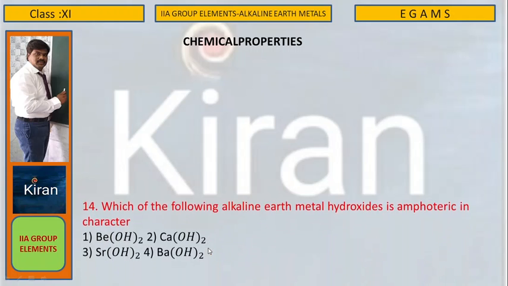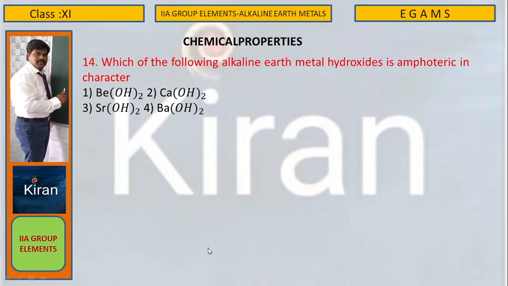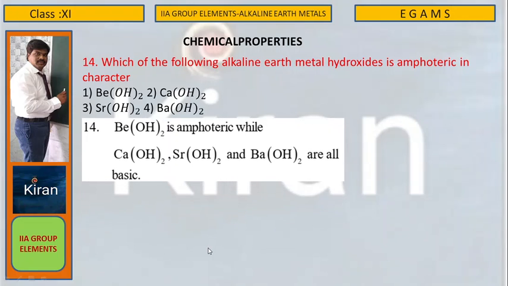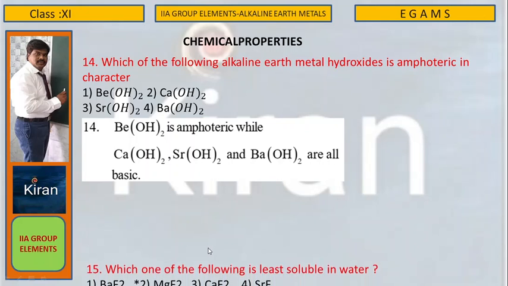Next question, 14th question. Which of the following alkaline earth metal hydroxides is amphoteric in character? Amphoteric means showing both acidic and basic character. Which hydroxide shows it? The right option is the first one, because of the anomalous property of beryllium hydroxide. Beryllium hydroxide is amphoteric, while calcium hydroxide, strontium hydroxide and barium hydroxide, all the remaining, are basic.